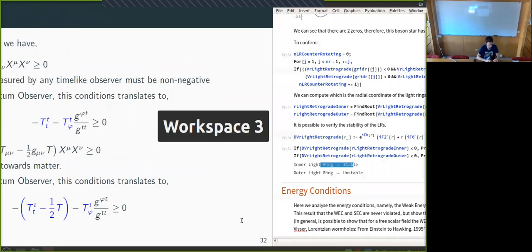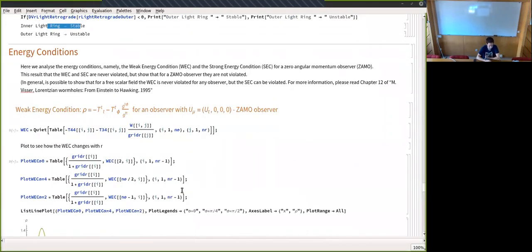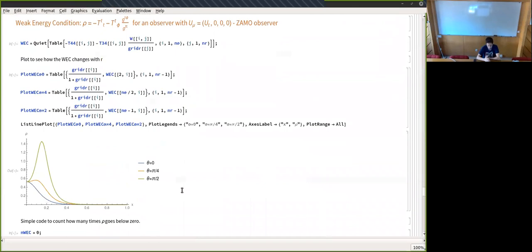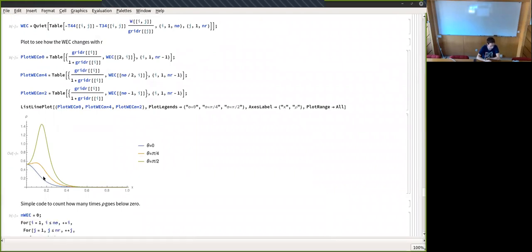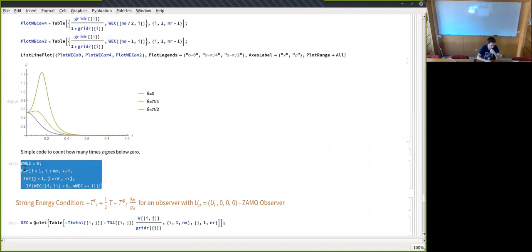So in Mathematica, you can study these equations, or these inequalities in this case. For the weak energy condition, you can define it and you can plot it. You can see here, it doesn't appear to be violated. All the lines go towards zero when you go to infinity, but none of them go towards negative values. And this code here verifies that.